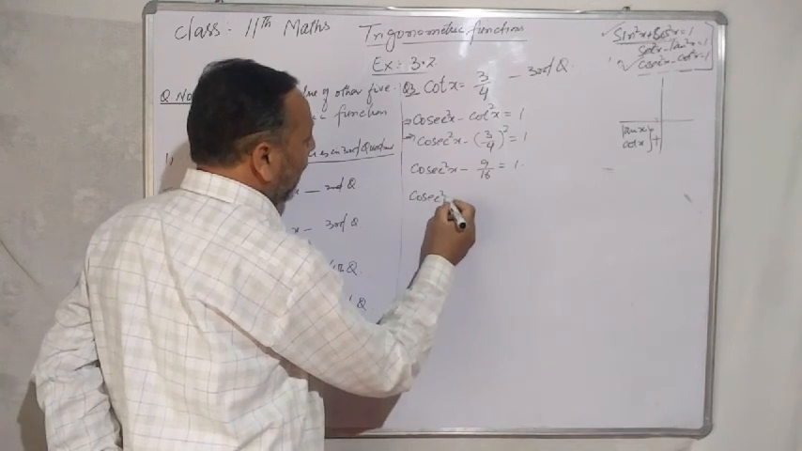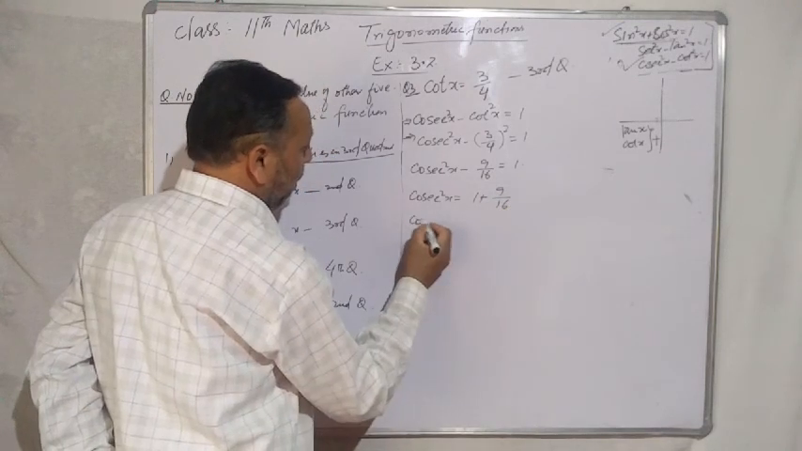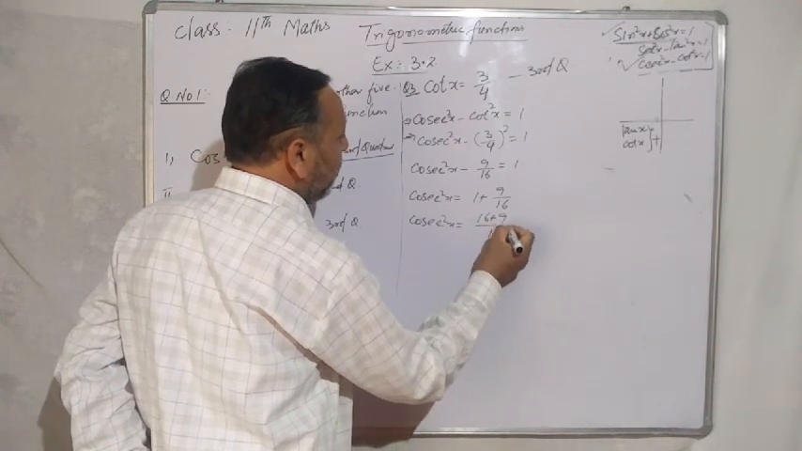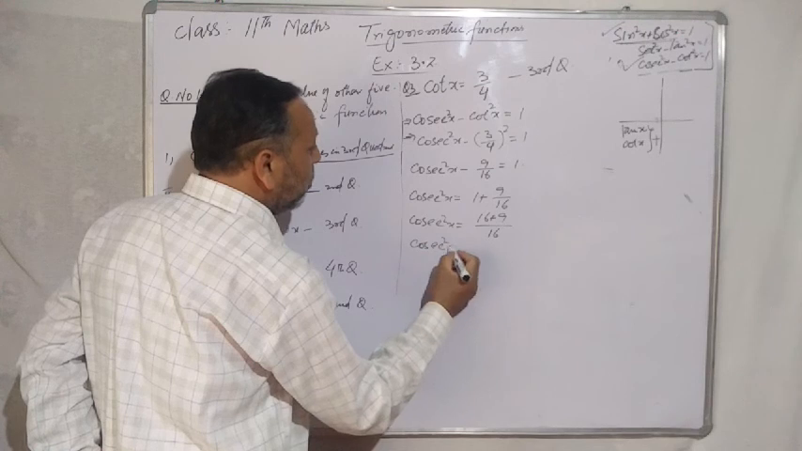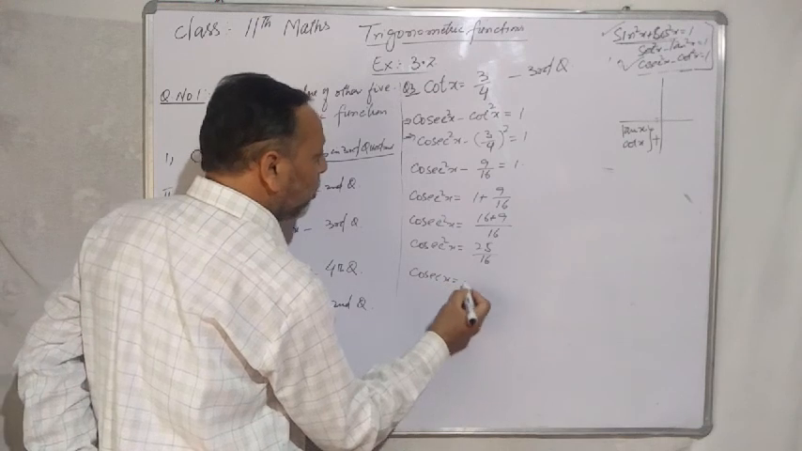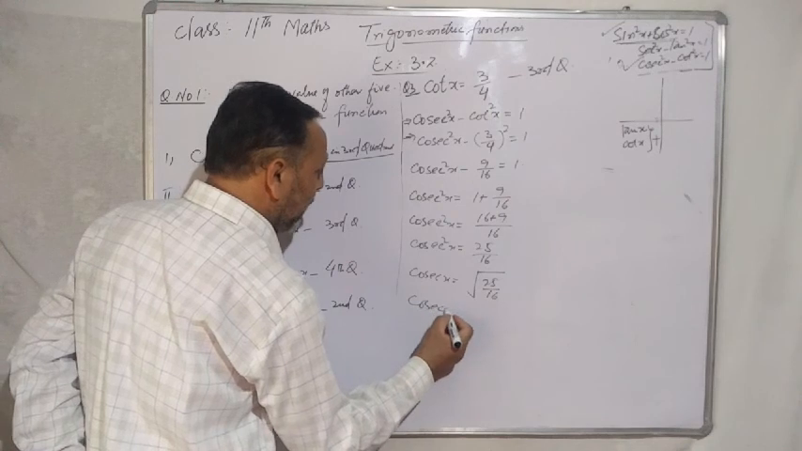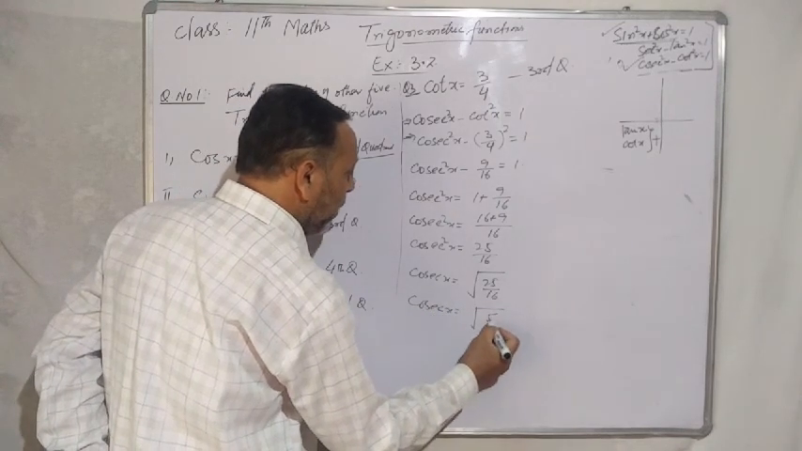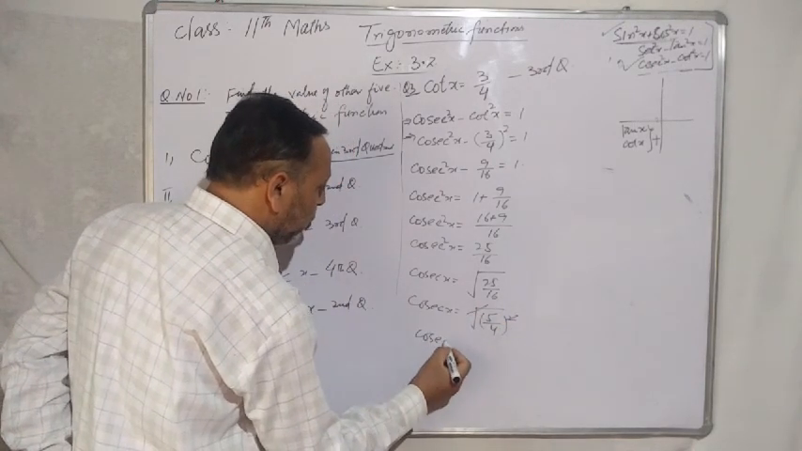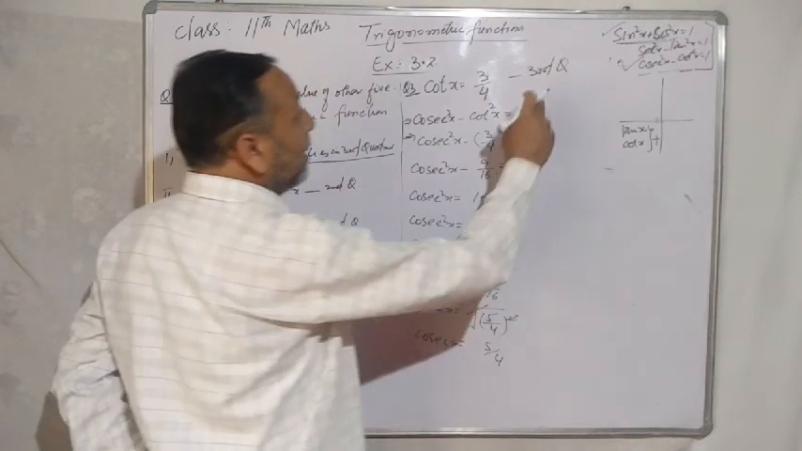It means cosec square x is equal to 1 plus 9 by 16, transposing it. Taking 16 as LCM, 16 plus 9 means that cosec square x is equal to 25 by 16. It means cosec x is equal to root of 25 by 16, which is root of (5 by 4) whole square. Square and root cancel. So cosec x is equal to 5 by 4. But it lies in the third quadrant.